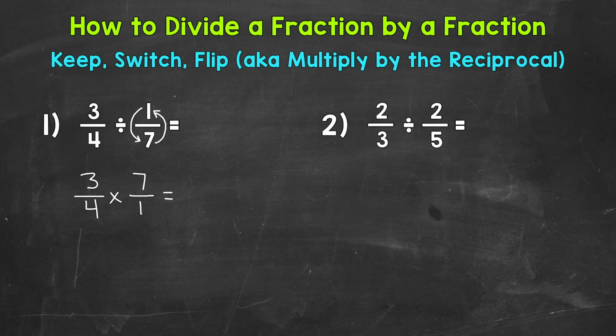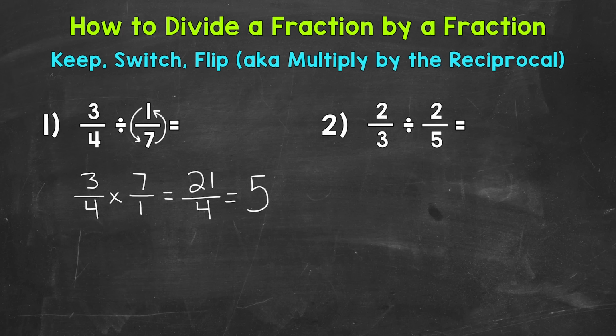Once we get to this point, it's a multiplying fractions problem. So we can multiply straight across. 3 times 7 is 21. And then 4 times 1 is 4. And we end up with 21/4. Now that's an improper fraction, so we do not want to leave it. We need to divide our numerator of 21 by 4. How many whole groups of 4 are in 21? Well, 5. That gets us to 20.